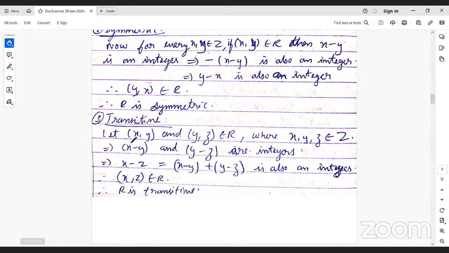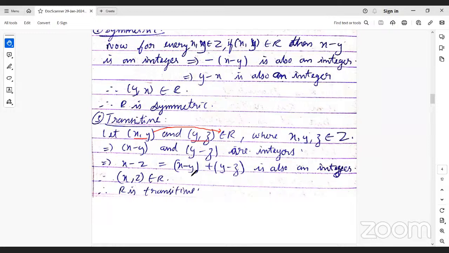So the first ordered pair we are considering is x comma y, and the second ordered pair we are considering is y comma z. Now if x comma y belongs to R, the meaning of this is that the difference of these two terms will always be an integer. So x minus y will be an integer, and y minus z will also be an integer. Next, see, x minus z we can write as x minus y plus y minus z.